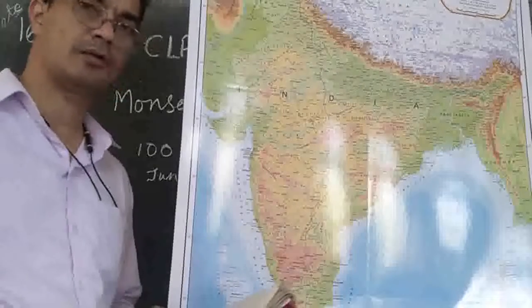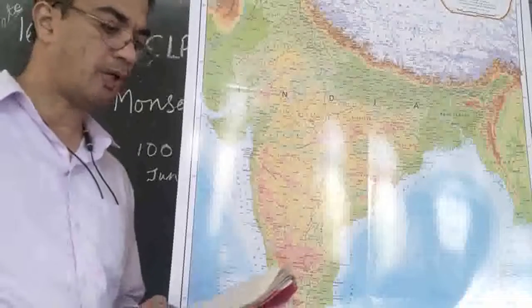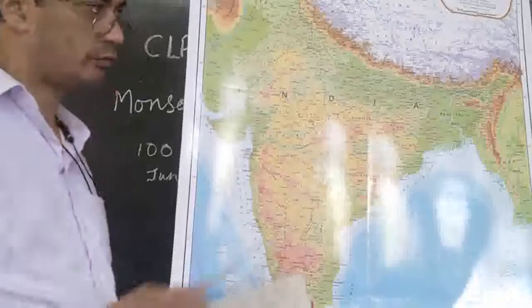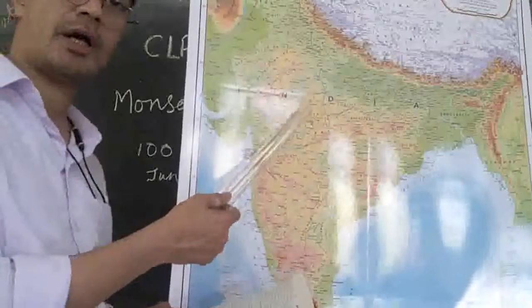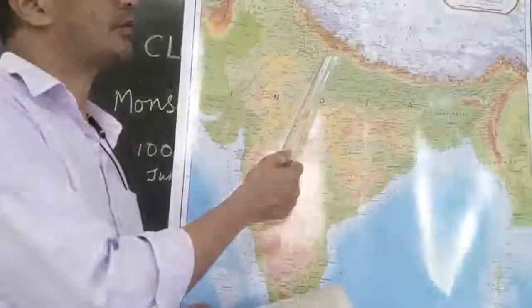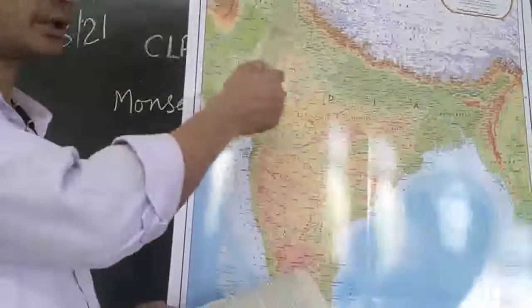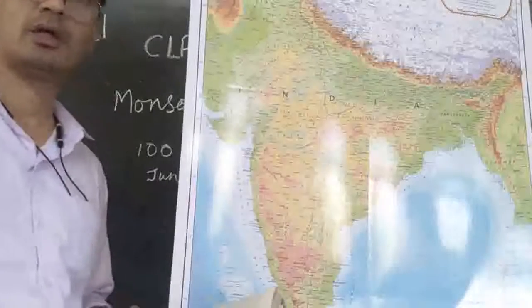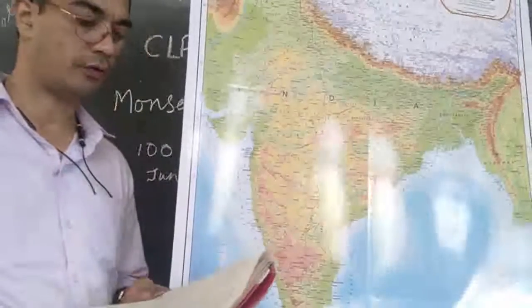And by mid-July, by half of July, the monsoon reaches Himachal Pradesh and the rest of the country. So by mid-July, the monsoon wind will reach Himachal Pradesh, which is near the Himalaya, and it will reach the rest of the country as well. So by mid-July, the whole country will be receiving rainfall.